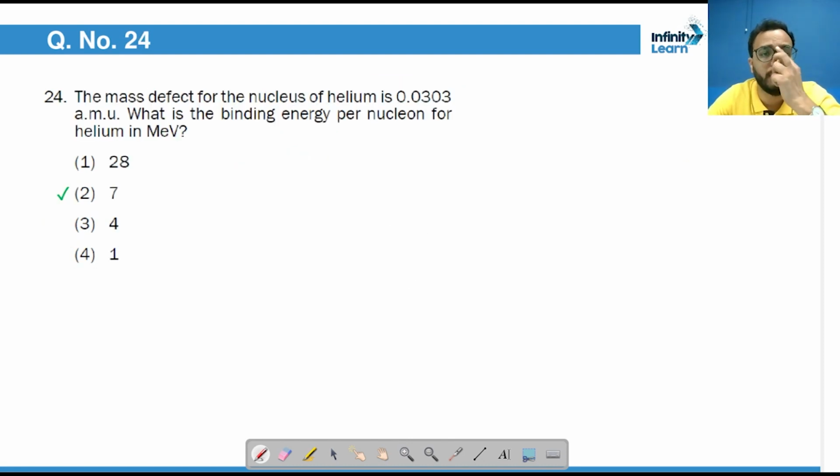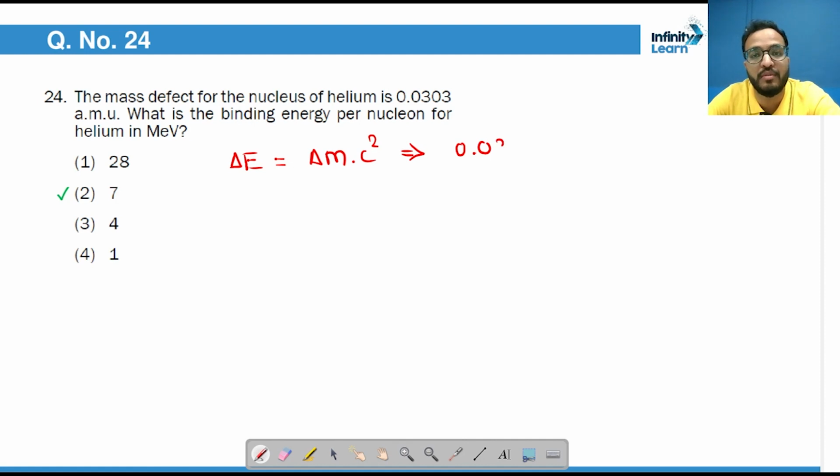Now question number 24. The mass defect is already given. So what is binding energy? Binding energy is mass defect into c square. If delta m is given in terms of atomic mass unit, we can say it like this: 0.0303 into 931.5 mega electron volts. This will be the energy, per atomic mass unit. Per nucleon, they are asking binding energy per nucleon.